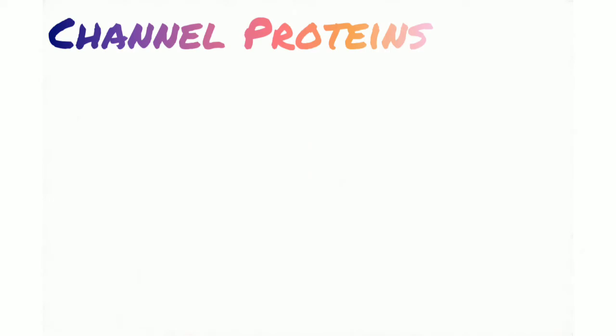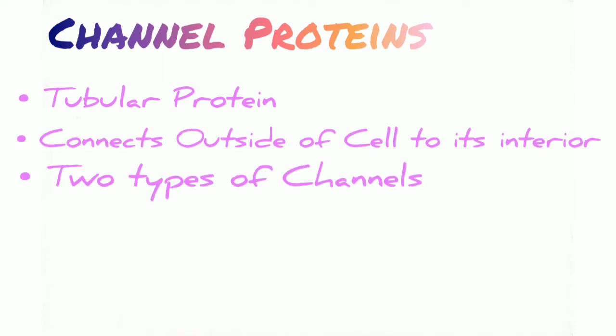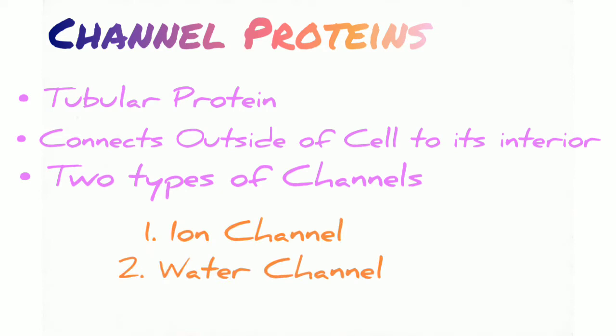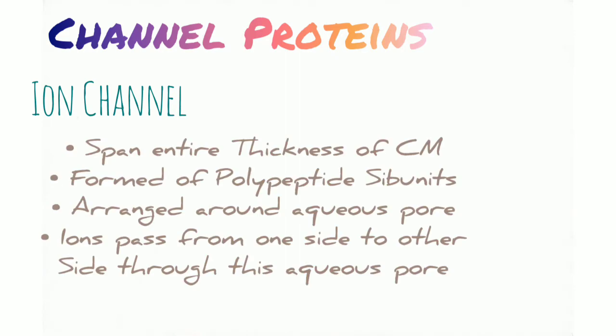Channel proteins are tubular proteins that connect the outside of the cell to its interior. There are two types. One is the ion channel and second is the water channel. Talking about the ion channel, it spans the entire thickness of the cell membrane. It is made up of polypeptide subunits. The polypeptides are arranged around an aqueous pore. Ions pass from one side to the other through this aqueous pore.